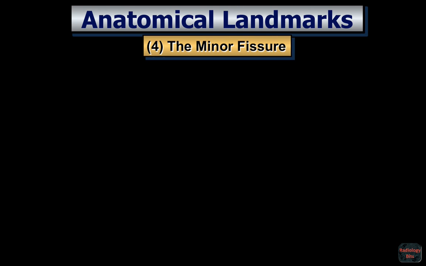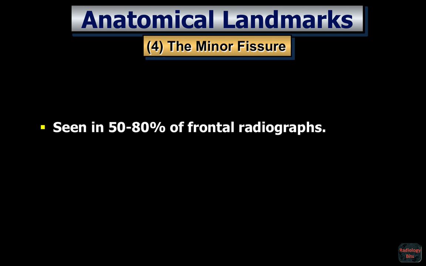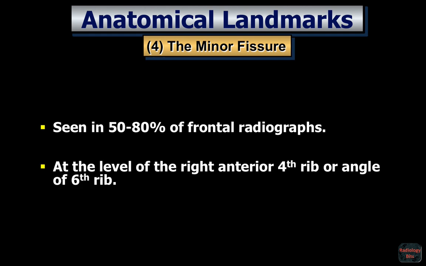Now to the fourth and final anatomical landmark, which is a landmark that's dedicated to the position of the minor fissure on the right side. The minor fissure is only seen in about 50 to 80% of normal frontal chest radiographs. And the normal location of the minor fissure is at the level of the right anterior fourth rib or the angle of the right sixth rib.